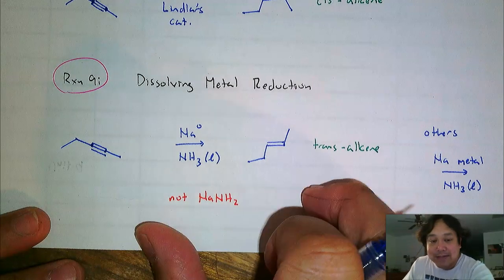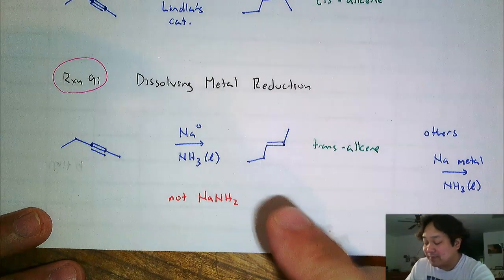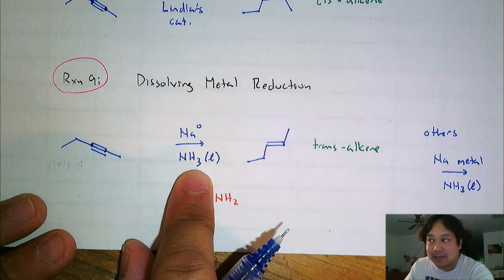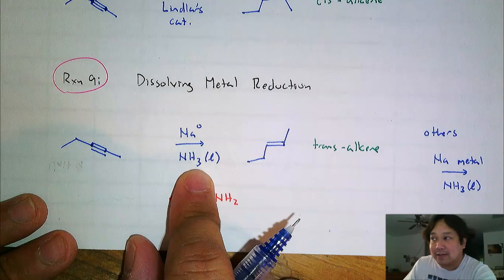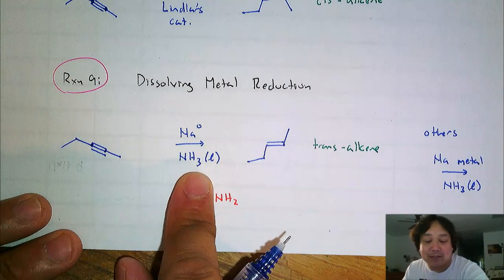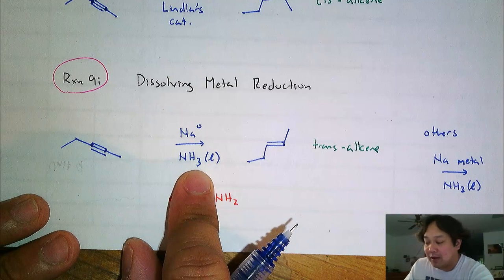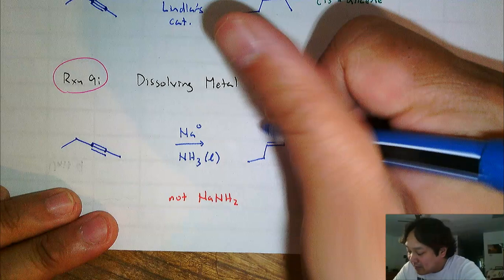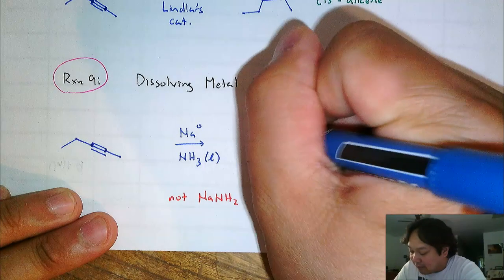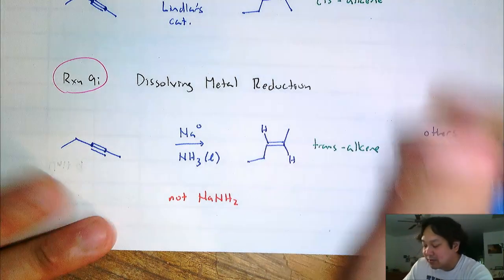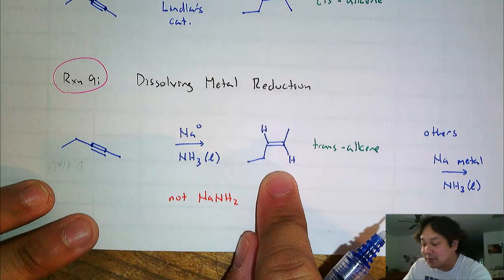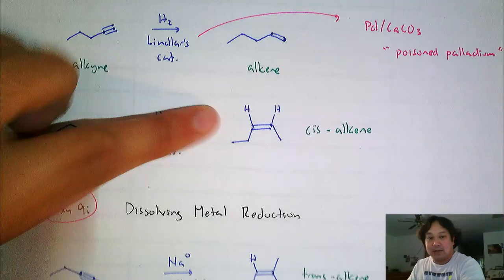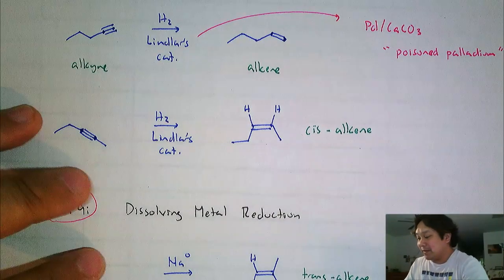The mechanisms are in the textbook. This mechanism actually is really interesting. It's a combination of a radical mechanism and also proton transfers. Okay, but again, let's not worry about that. It does end up making, right, the more stable alkene because trans typically is more stable than cis. Okay.